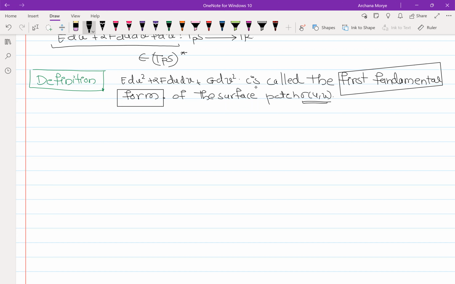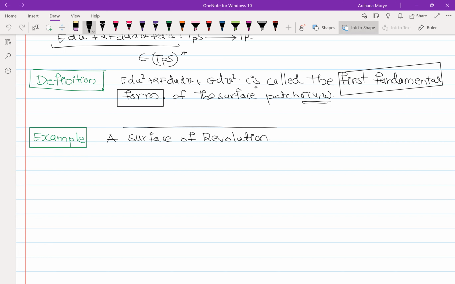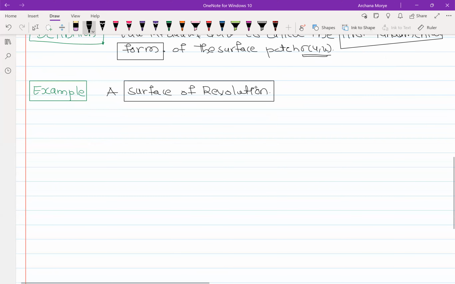This example is related to something from the last class, which was yesterday only, right? Yesterday's class I was talking about the surface of revolution. We will see that, and then we will go to a sphere. So what is the surface of revolution? Do you remember, or did you read? I was talking about it yesterday. How do you get this surface?